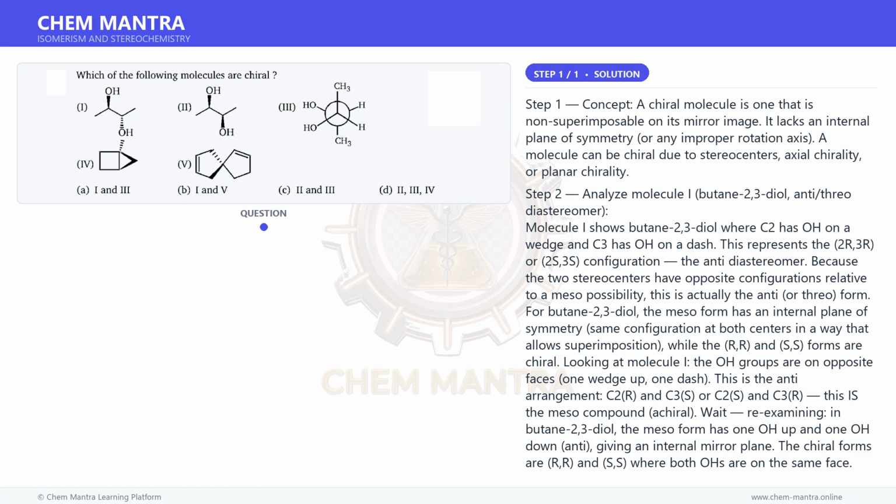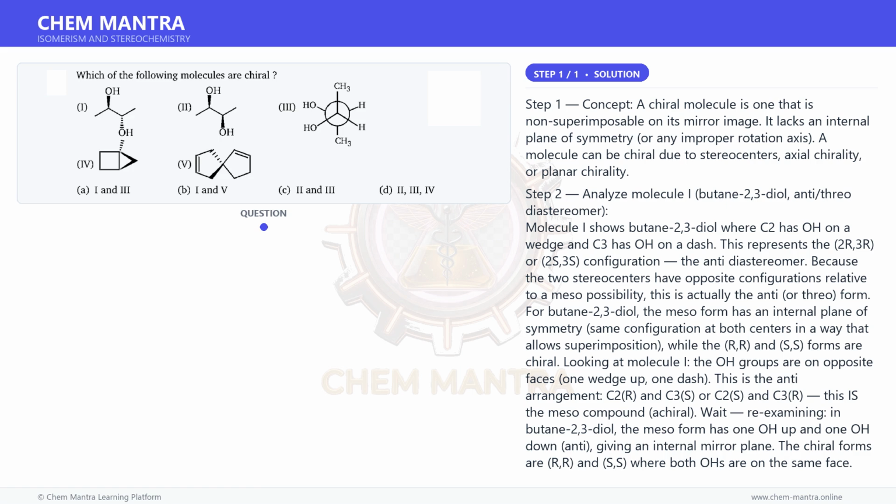Step 6, analyze molecule V, a spiro compound. This is a spiro compound with two five-membered rings. Spiro compounds can be chiral due to axial chirality, even without classical stereocenters, but only if the two rings are differently substituted. The compound shown appears to be spiro[4.4]nona-1,6-diene or similar, with double bonds in specific positions. If both rings are identical, with the same substitution pattern, the spiro center is not a stereocenter.